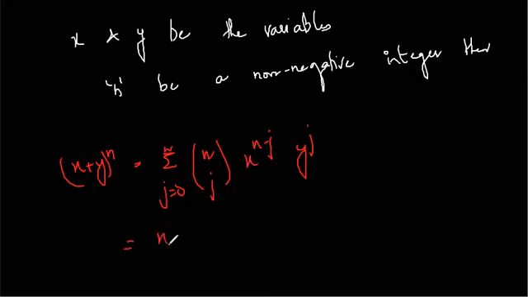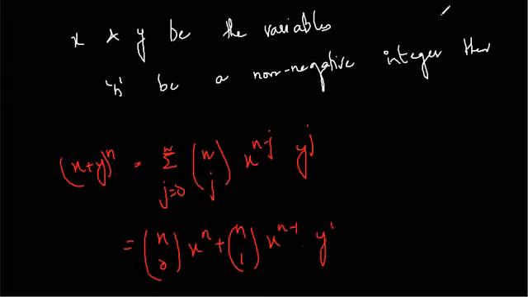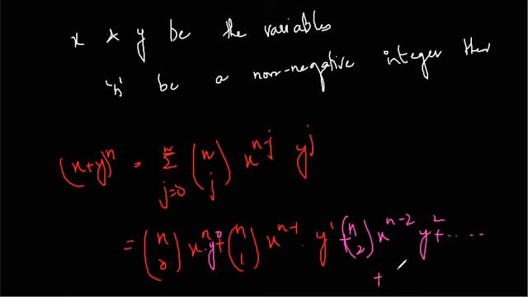It can also be written as nC0 x power n y power 0, plus nC1 x power n minus 1 y power 1, plus nC2 x power n minus 2 y power 2, and so on up to nC(n minus 1) x power 1 y power n minus 1, and then finally plus nCn x power 0 y power n.